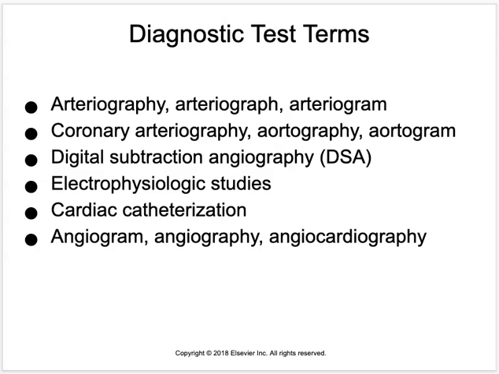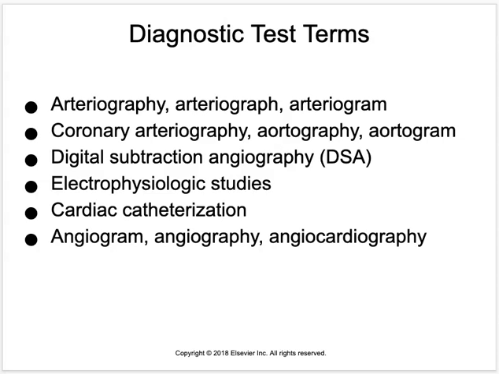Okay, so arteriography would be the process of X-raying the arteries, and again, we need to use a radio-opaque material. An arteriograph would be then the instrument used to create the X-ray image of the arteries. And then the image itself would be an arteriogram. Okay, that's the picture that's created of the arteries.